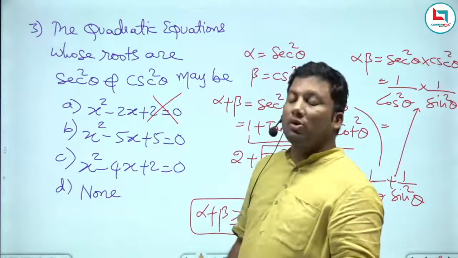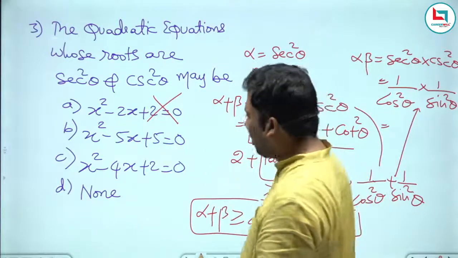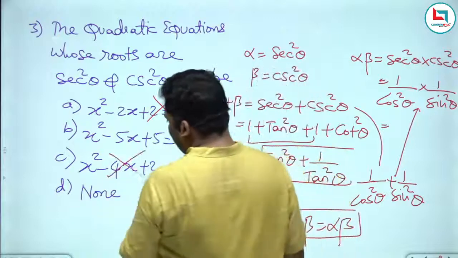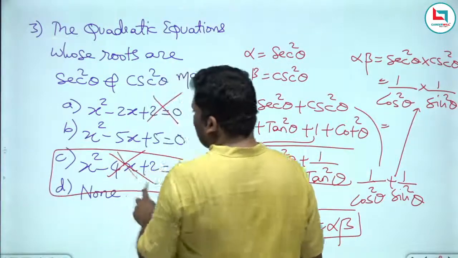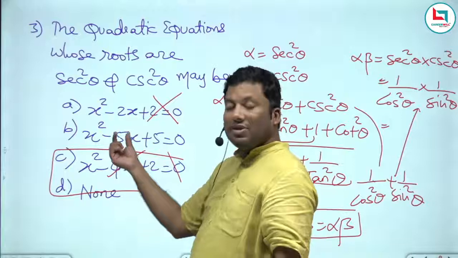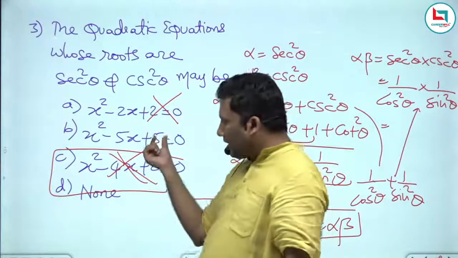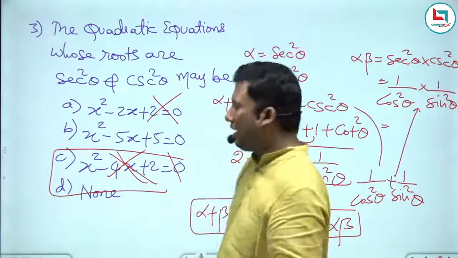If the sum of the roots is greater than or equivalent to 4, the product of the roots also should be greater than or equivalent to 4. The answer is 5, which is greater than 4. The sum of the roots is equivalent to the product of the roots.